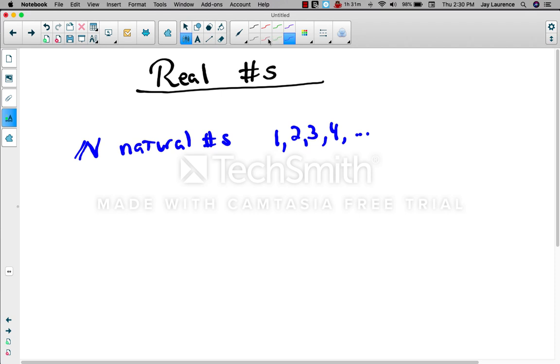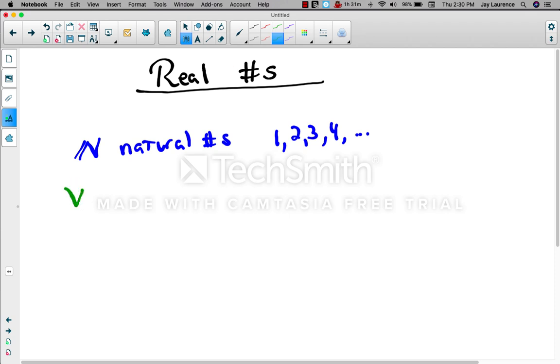There are no fractions or decimals that are natural. 0 is not a natural number. -2 is not a natural number. Natural numbers, lowest number is 1. They go 1, 2, 3, 4, and they go on forever, and they are an infinite set. Then there's the whole numbers.